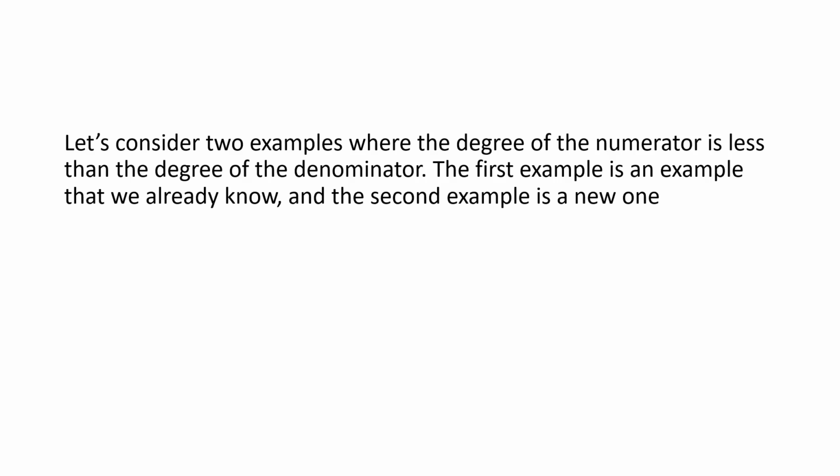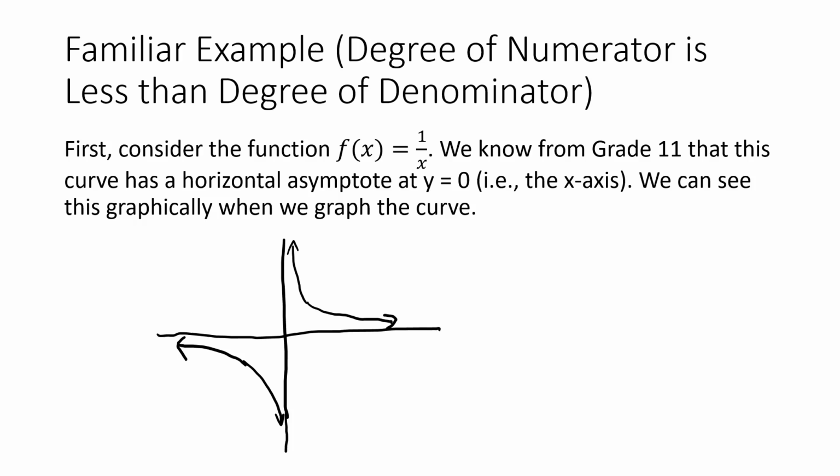Okay? Now let's talk about horizontal asymptotes. We're going to consider two examples where the degree of the numerator is less than the degree of the denominator. The first one's an example we already know. The second one is new. So imagine we had the function f of x equals 1 over x. Well, we already know from grade 11 what this curve looks like. And we graph the curve and we see there's a horizontal asymptote at y equals 0. In other words, the x-axis.